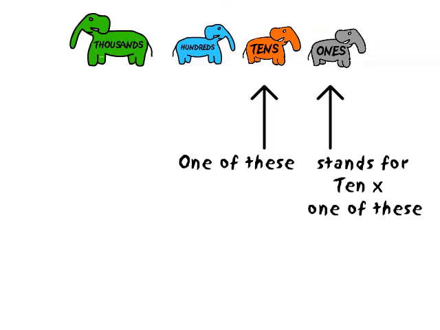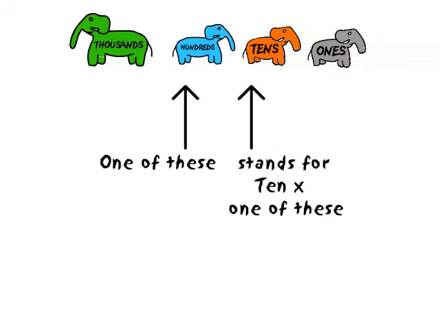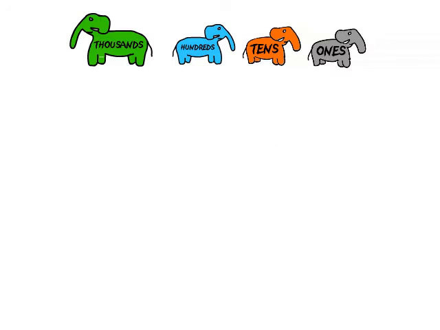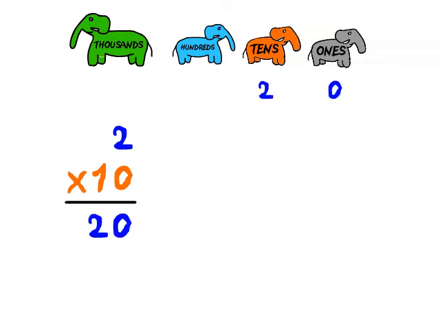Let's change this to stands for 10 times one of these. And the same thing will be true of all the other pairs of elephants. So, times, when it comes to 10 times, ought to be pretty easy. Here are 2 ones. Now, if we just shift this over, it becomes 10 times 2. This is how you write 10 times 2. And the answer is 20.